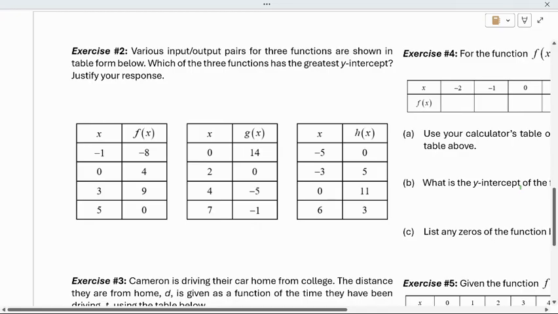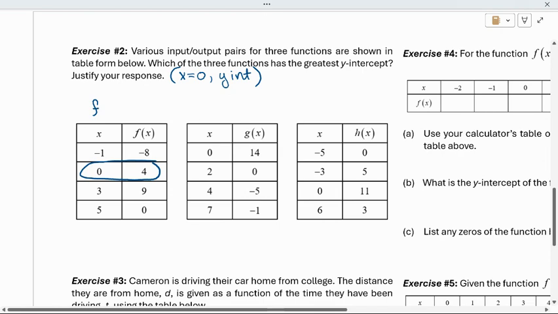For example number 2, you have 3 tables. It says, which of these functions has the greatest y-intercept? Owen just told us that the y-intercept happens when x equals 0. That's my y-intercept. That's important.